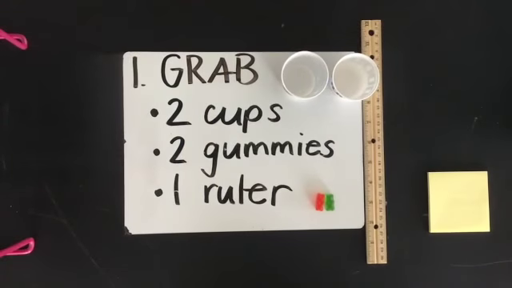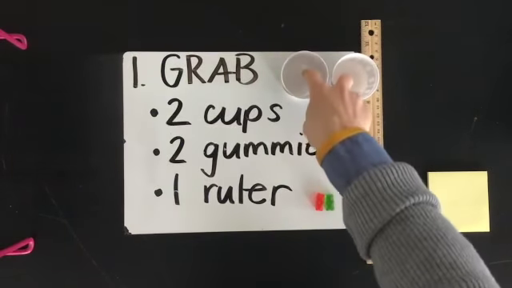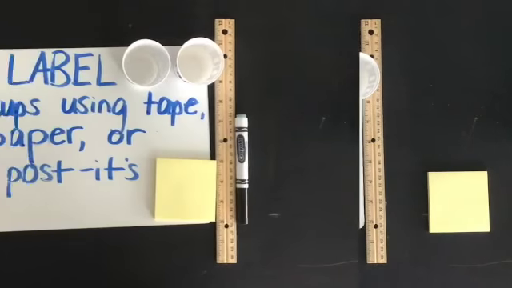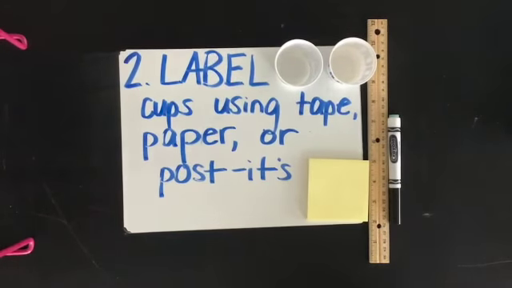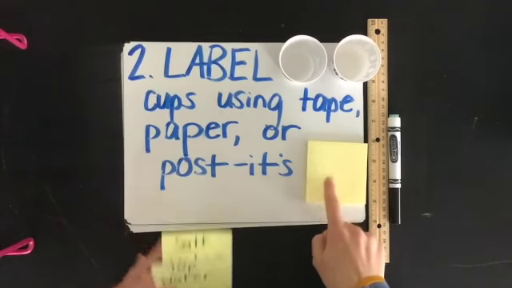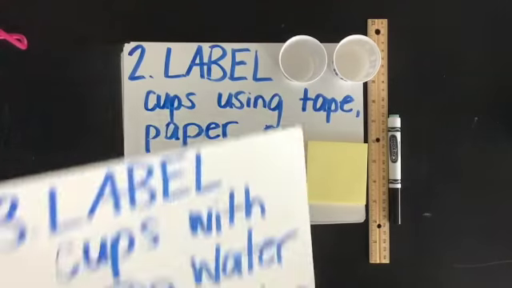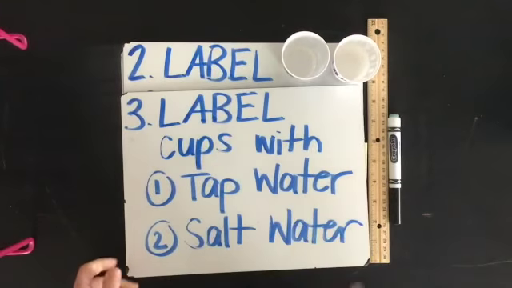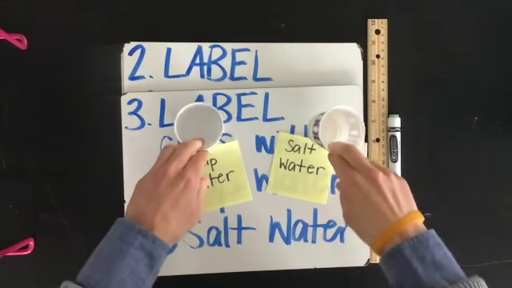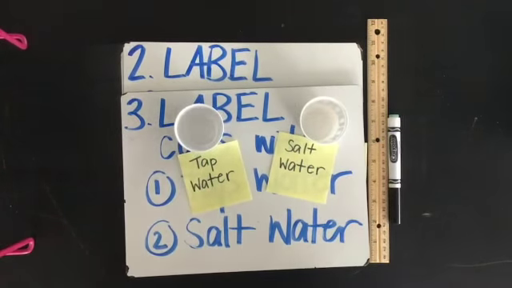Your first step is to grab your 2 cups, your 2 gummies, and your ruler. You are then going to label your cups using tape, paper, or Post-its. I'm choosing Post-its because I feel it would be easier. And I'm going to label both of the cups, one of them with tap water and one of them with salt water. So I have my Post-its, and I'm going to make sure that one cup stays with tap water and one stays with salt water.